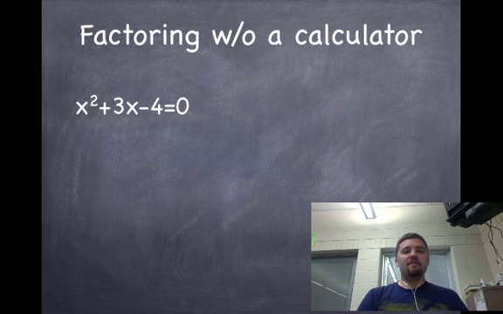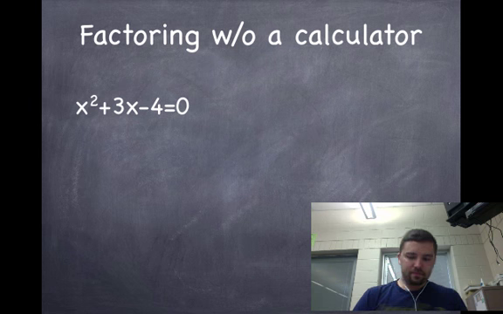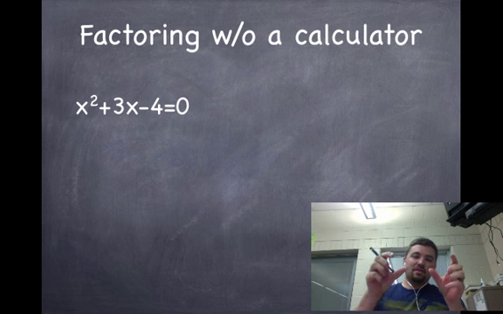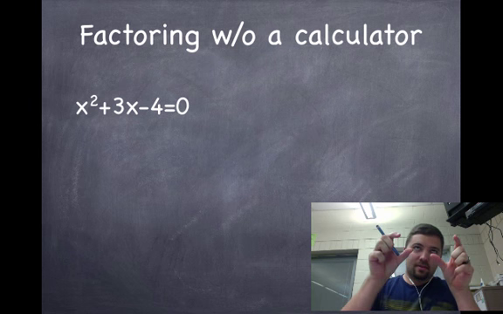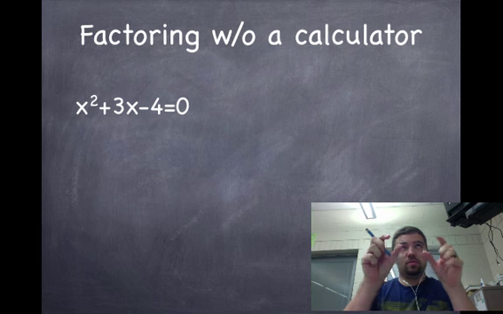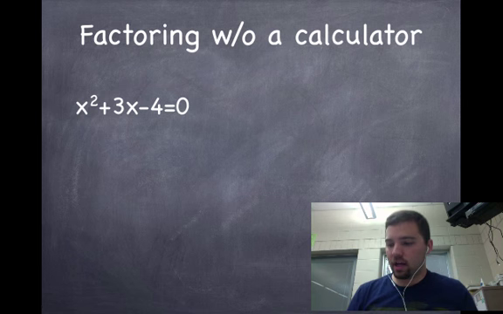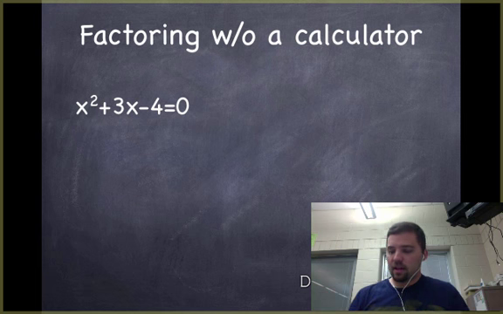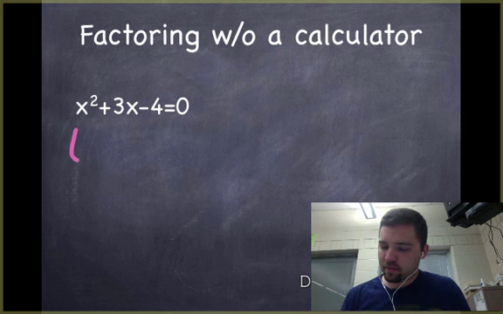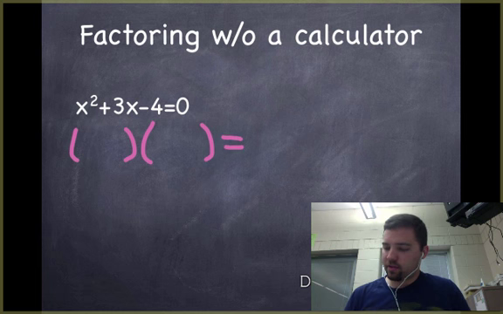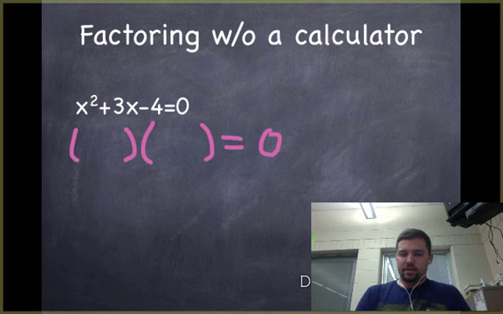So let's get started. Factoring without a calculator. Basically, factoring means we're going to take this quadratic, the one equation, x squared plus 3x minus 4, and we're going to split it into two expressions. Basically all this means is that we're going to break it up so that instead of having one expression equal to 0, we end up with 2. And I'll show you why this is helpful in a little bit.